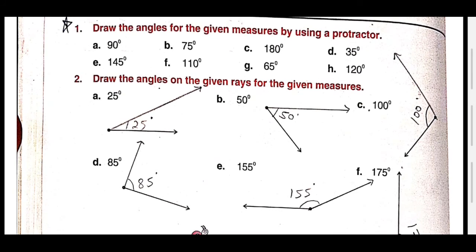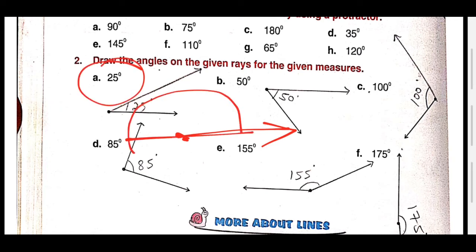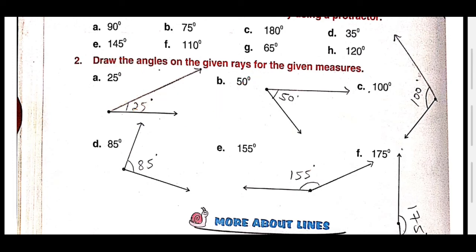Now draw the angle on the given rays for the given measure. In this question you are given a line like that, and you have to draw an angle of what? 25 degrees. So what you do, just put a protractor on this one just like that, it passes through the center point and this baseline will pass through the ray. Now 25 is there, just find 25 on the inner scale, then join, you will get your answer. So you have to draw the angle in your book only by using a scale or protractor.